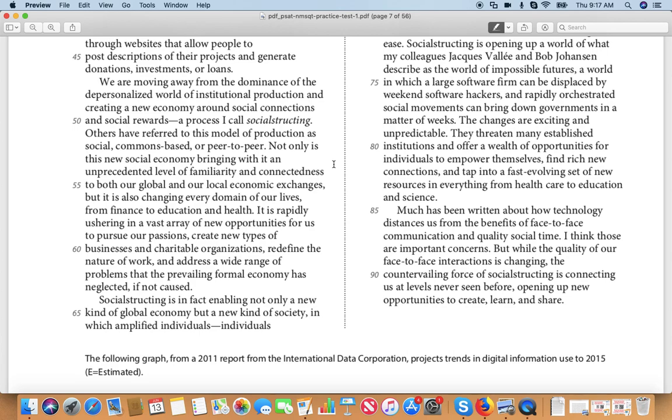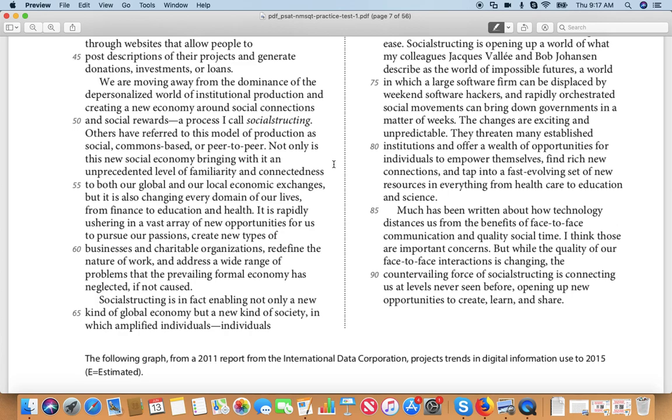So we're moving away from the dominance of the depersonalized world of institutional production. What does depersonalized mean? It's going to be the opposite of personal, right? If something's personal, it's your own, or it's between people, between individuals. And here, we're moving away from the dominance, the power, of the depersonalized world.